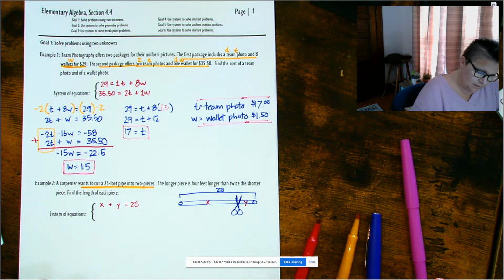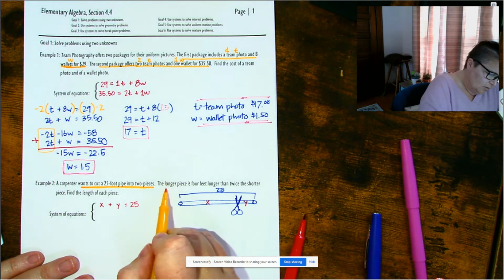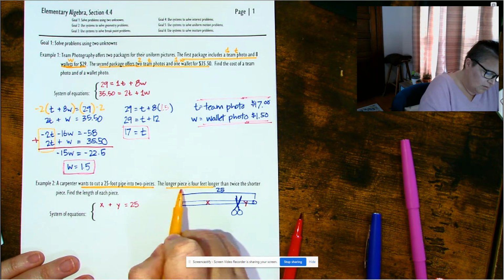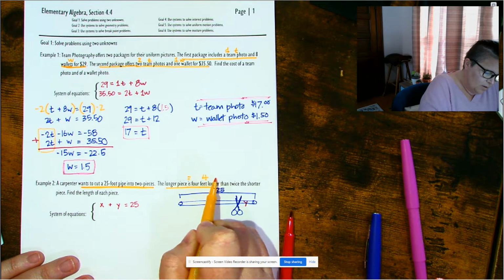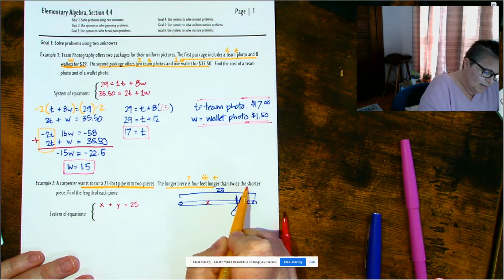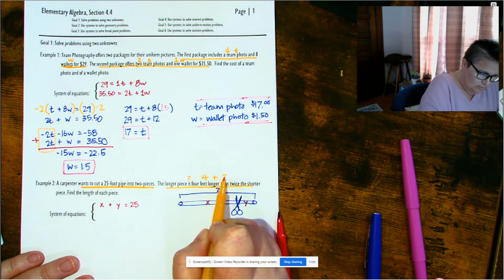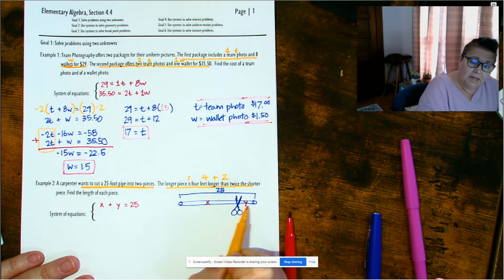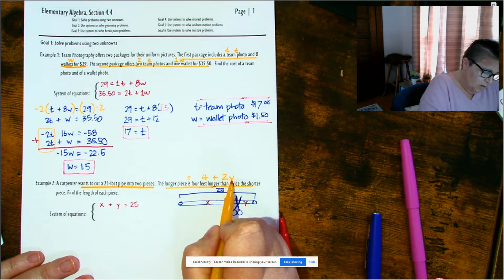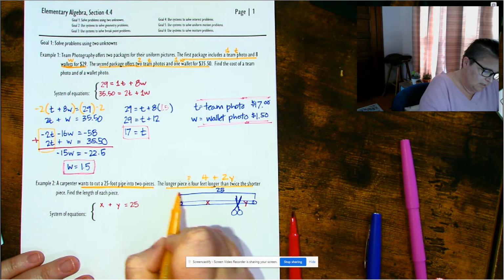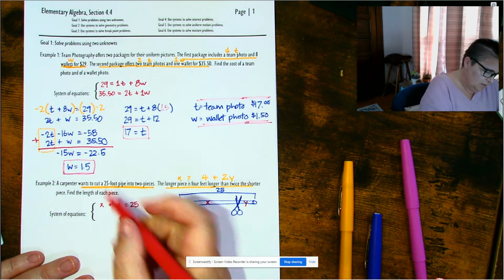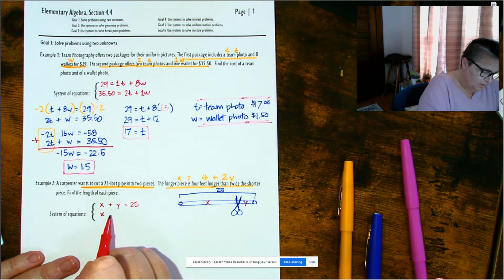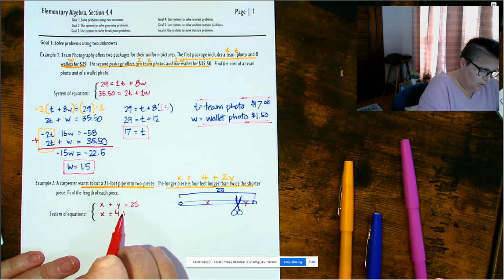The longer piece is 4 feet longer, plus twice the shorter piece. Now, in my diagram, I made the shorter piece y. So this is going to be a y because that's my shorter piece. The longer piece is x. So this gives me a second equation of x is equal to 4 plus 2y.